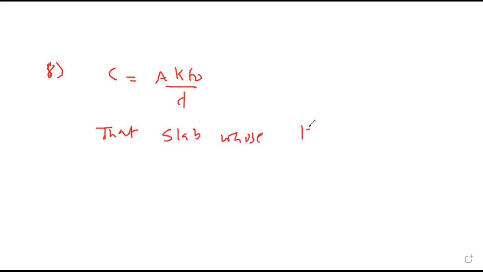See, capacity is A K epsilon 0 by D. So the slab whose K by D is maximum will give maximum capacity.